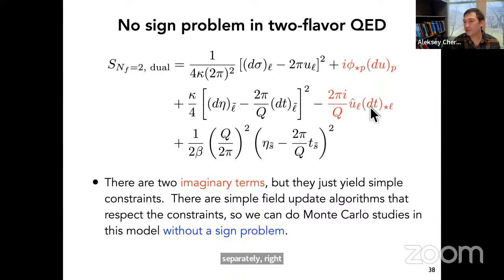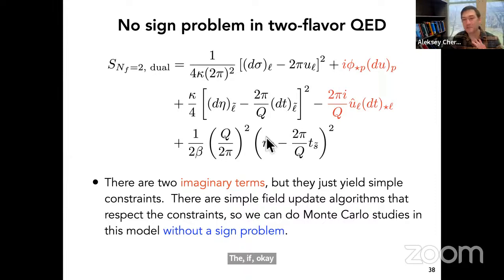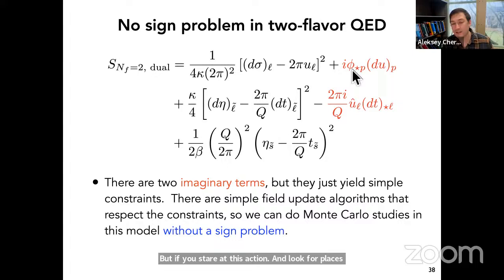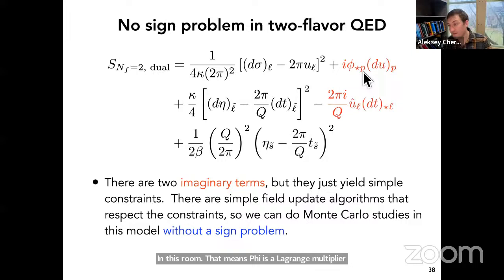Sort of, but there's a reason for that. Maybe I should try to say the reason for it. This all went very fast, so it was hard to absorb. But if you stare at this action and look for places where the field phi appears, the only place it appears is in this term. That means phi is a Lagrange multiplier, and you could integrate it out by hand. And that gives you a functional delta function from the continuum language and the lattice analog of it on the lattice, which is that du is equal to zero.